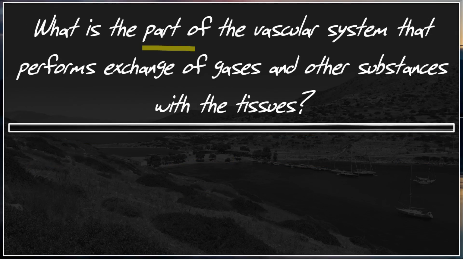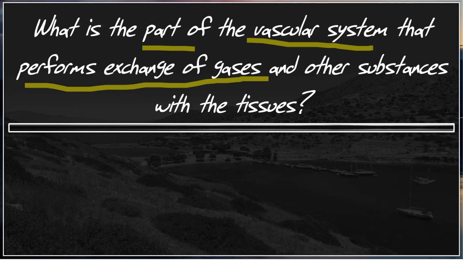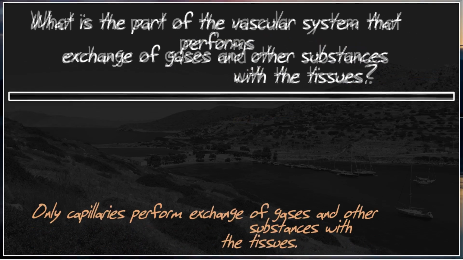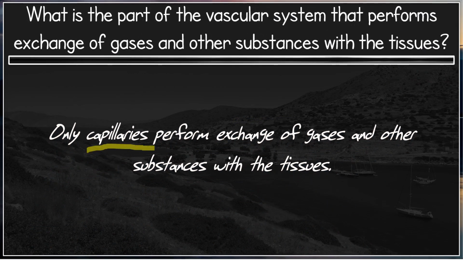What is the part of the vascular system that performs exchange of gases and other substances with the tissue? Only capillaries perform exchange of gases and substances with the tissues.